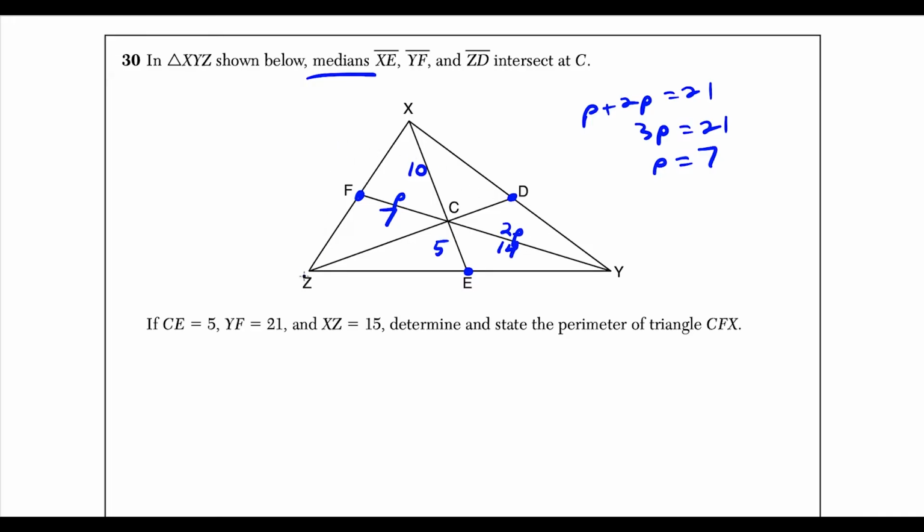And then we're told here XZ, this entire side is 15 units. So once again, all 3 of these points, F, D, and E, are midpoints. So we just divide by 2. That tells us these are 7.5 each.